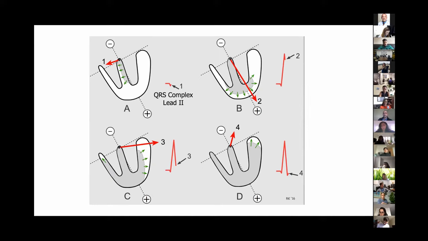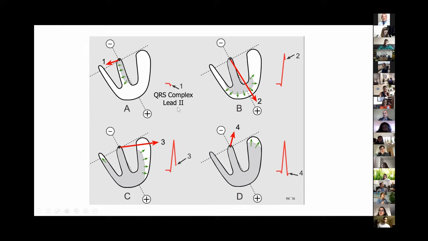This is important, so try to pay attention. Essentially, what you have to remember is this: by convention, when you have a lead, a positive deflection means that the wavefront of depolarization is going towards the positive electrode of that lead, and a negative deflection means the wavefront is going away from the positive electrode of that lead.